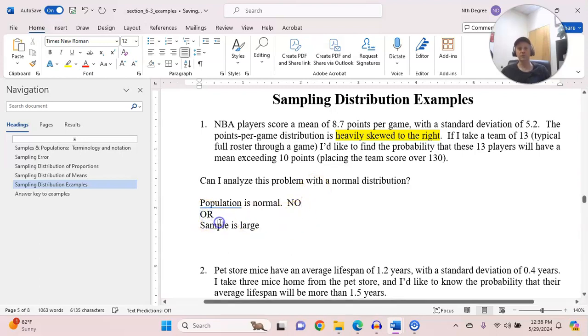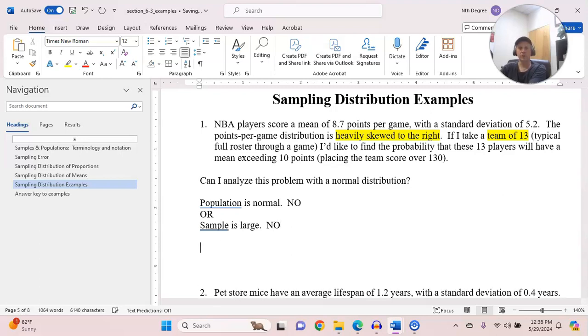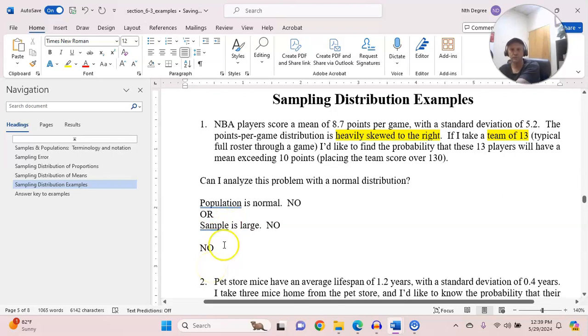Okay, so let's try the other condition. We wouldn't need the parent population to be normal if the sample is large. Large means at least 30. What about this sample size? Uh-oh. Team of 13. That's a small sample. Therefore we have to conclude that the answer to this question is no. I cannot analyze this problem with a normal distribution because neither one of these conditions is met. So that's what those rules are for.